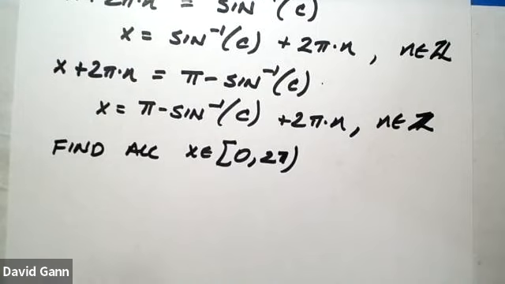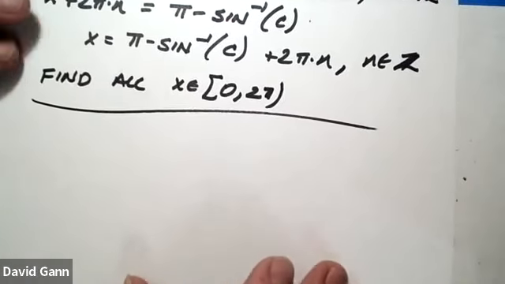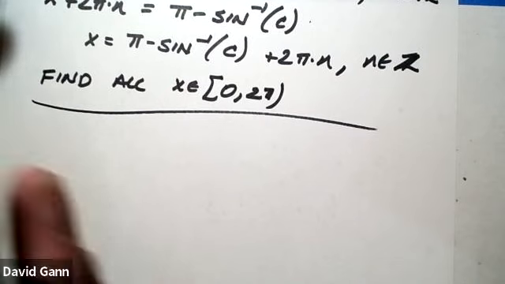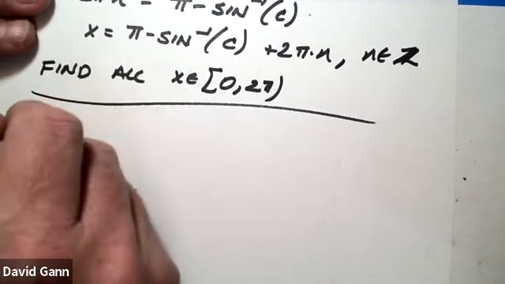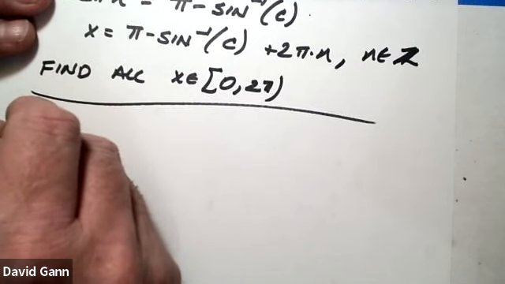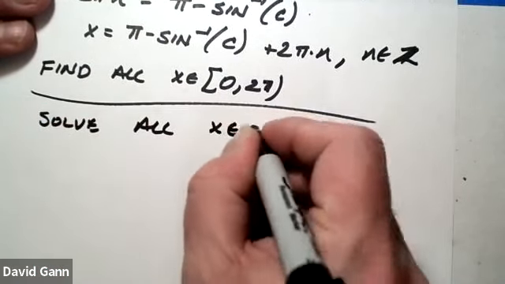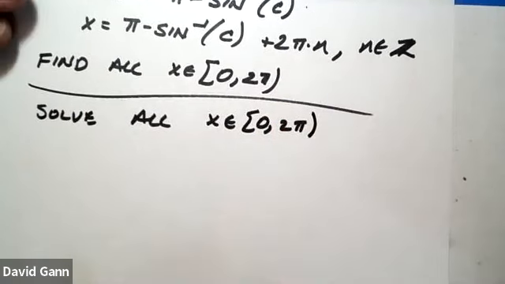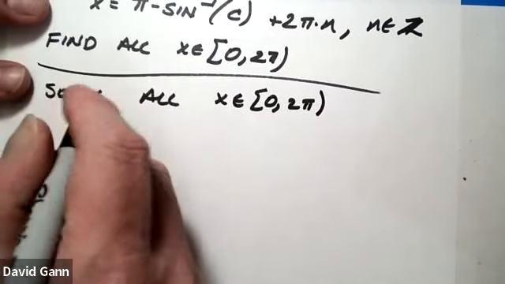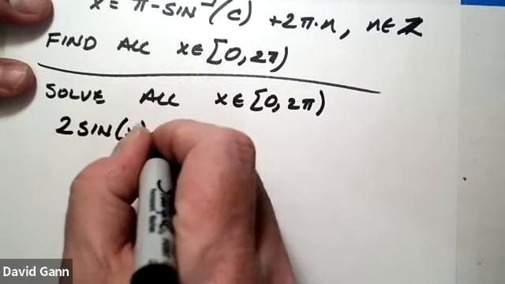So let's try to apply this to a sort of linear problem. These are the easiest ones. We've almost done them for the most part. It's just one more step. So let's solve in a given interval: solve for all x in 0 to 2 pi. And here's the equation we're trying to solve. How about 2 sine of x equals minus 1?